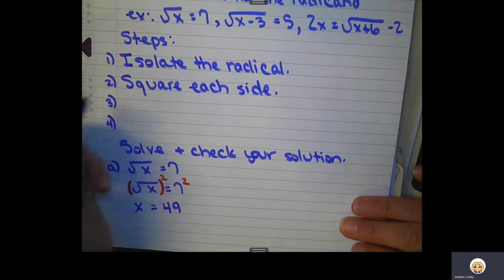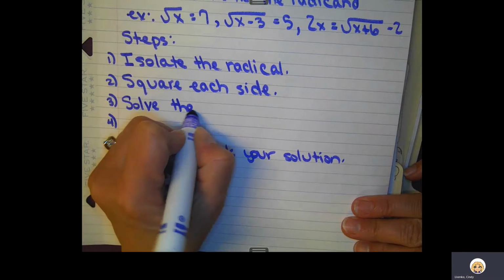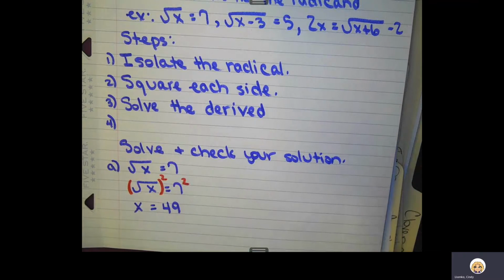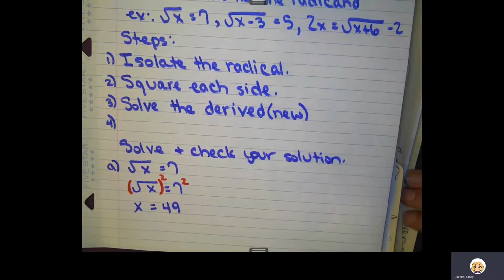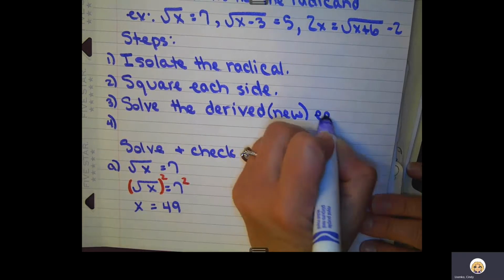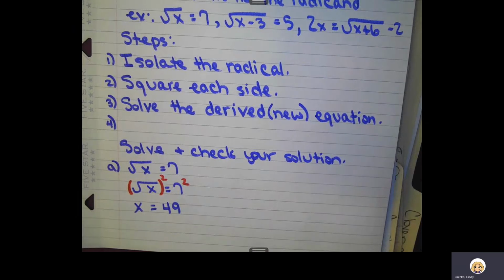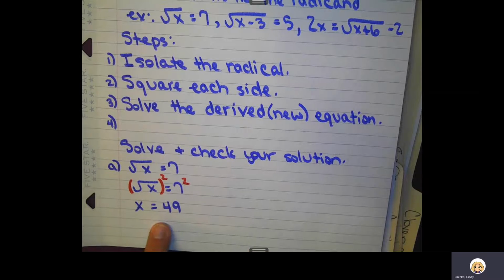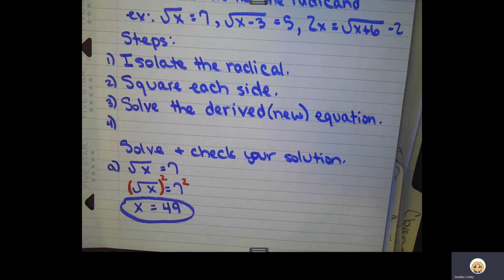Can you fill in step 3 for me? Solve the derived, D-E-R-I-V-E-D. Solve the derived. That means new. So can you put new next to that equation? Once you square it, you've now changed the equation. It's called a derived equation. We would solve this. This answer is already done, so it is solved. Step 3 is done.